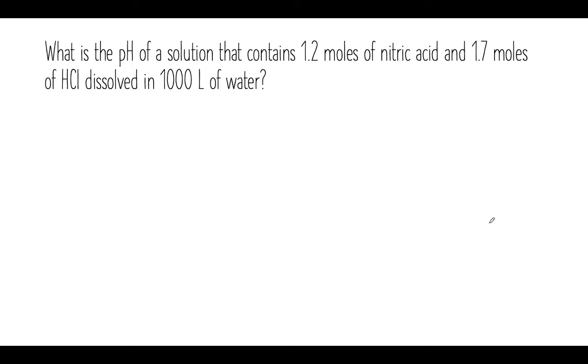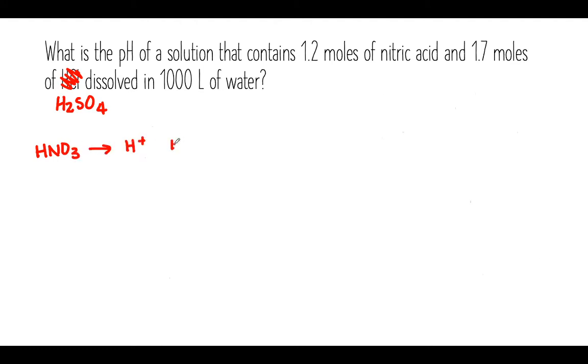All right. This next example is asking us to find the pH of a solution that contains 1.2 moles of nitric acid and 1.7 moles of H2SO4, so sulfuric acid, dissolved in 1,000 liters of water. So first of all, let's identify the acids that I'm given. So I have HNO3. That is a strong acid.